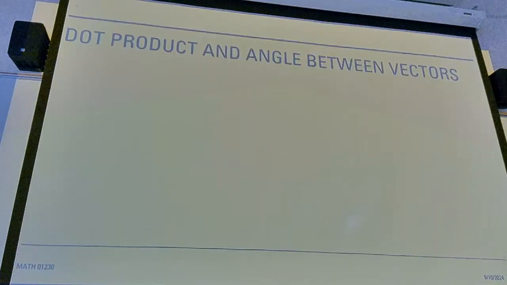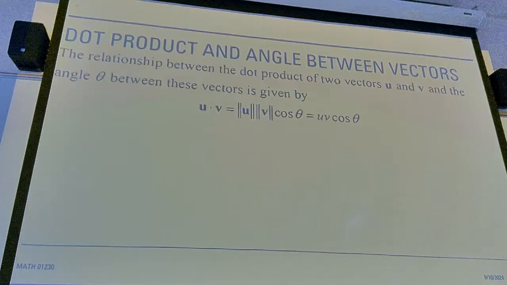So vectors will have angles between them. The angle is just defined as the angle that's formed when you put initial point to initial point, so they have the same initial point. Tail to tail, then the angle is just the angle that those two vectors make. Well, there's a relationship between the angle of the vectors and the dot product. u dot v is the magnitude of u times the magnitude of v times the cosine of the angle between them.